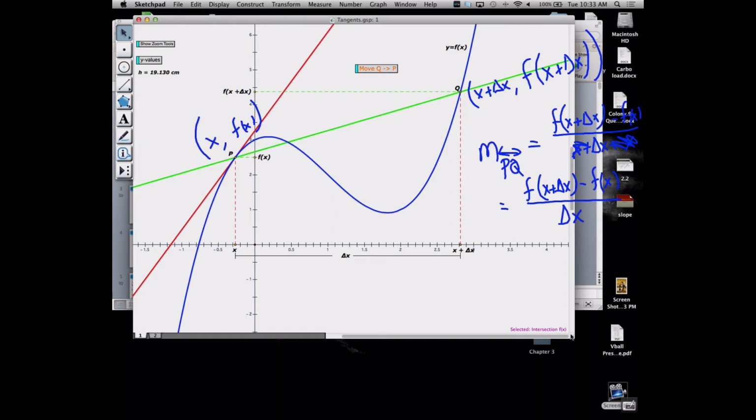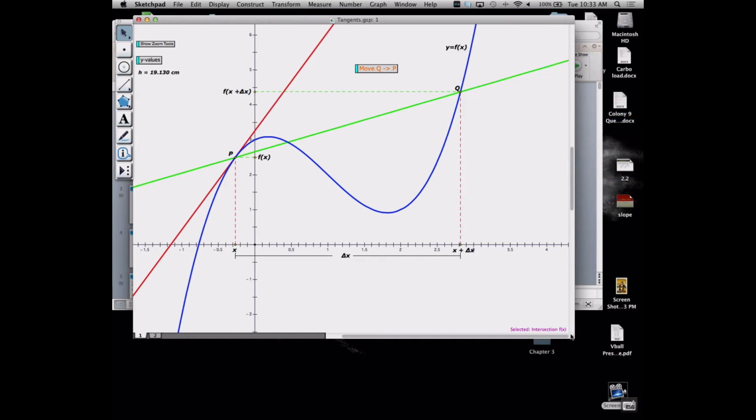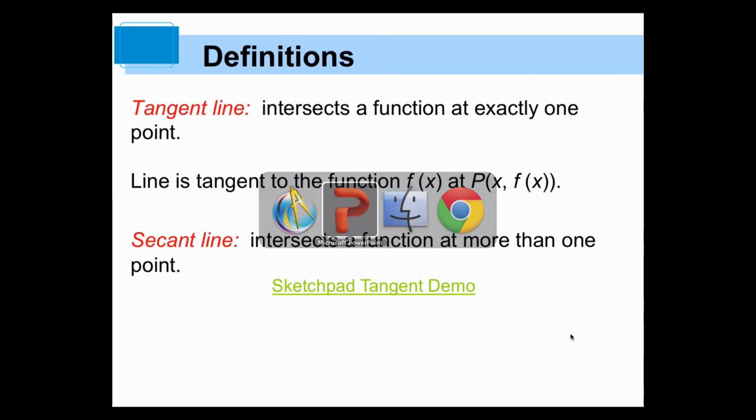In order to find the slope of P, we're going to cheat by taking a secant line and turning that secant line into a tangent line. Can I erase this? Yeah. Good. All right, let's go back to the slideshow then, and we'll come back to this picture in a second.